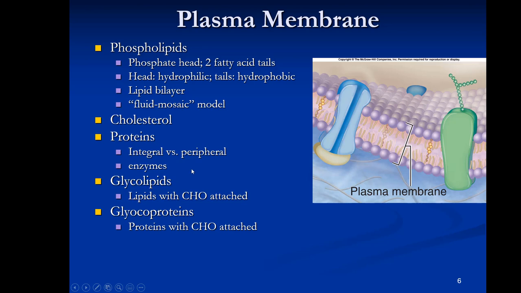All right, so other things: glycolipids and glycoproteins. Glyco refers to sugar or carbohydrate. So if you have a protein like this and you have carbohydrates attached, that's called a glycoprotein. There's none shown here, but if you had carbohydrates attached to one of these lipids, that would be a glycolipid. So you do get carbohydrates on the surface of the cell, either attached to the lipids or the protein. This is important for cell communication and cell signaling.